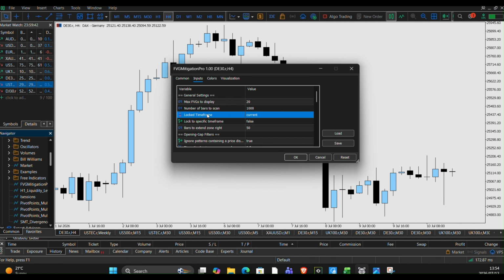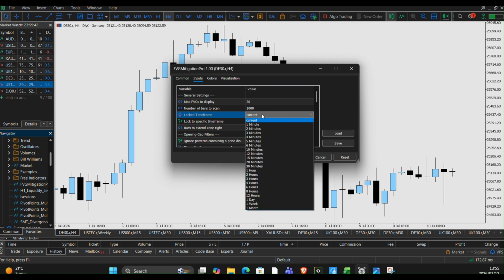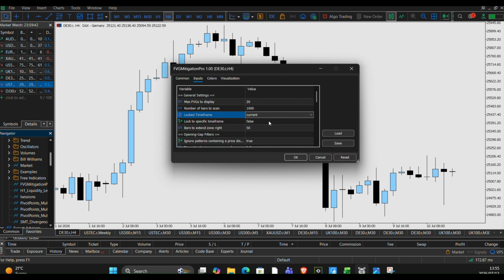Okay, now we have the locked time frame. So there's multiple options here. Let's keep it as current. This effectively locks your time frame to the current time frame, and then it's like wherever you change it. So if you change from a 4 hour to a 1 hour, then the fair value gaps will go from showing on the 4 hour to the 1 hour time frame fair value gaps, and any time frame lower, it will show that as well, or the higher time frames too. I will show you what happens if we change this to any other one a little bit later.